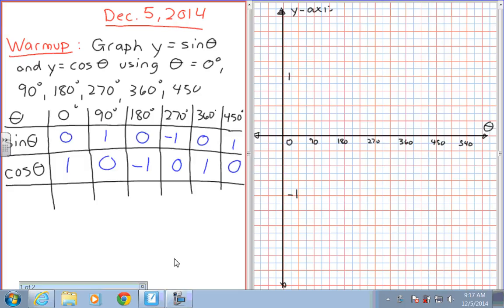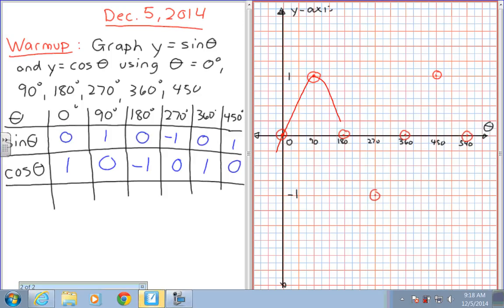I'll do this in red. Sine of 90 is going to be 1. Sine of 180 is going to be 0, 270, 360, 450, and 540. The thing is that we will notice a beautiful pattern here as we go along. Okay, so on the left, again, these will go off forever.